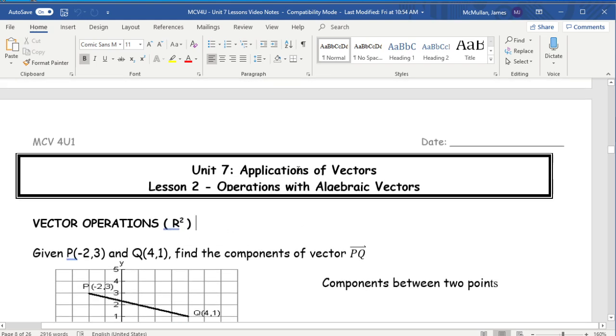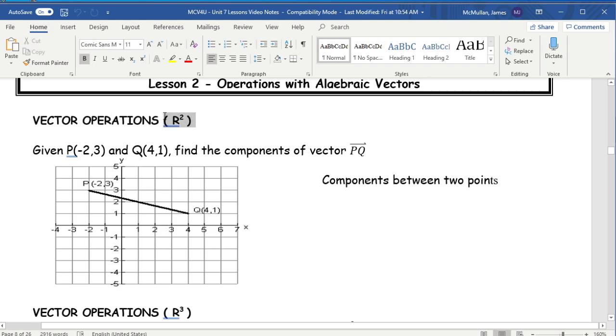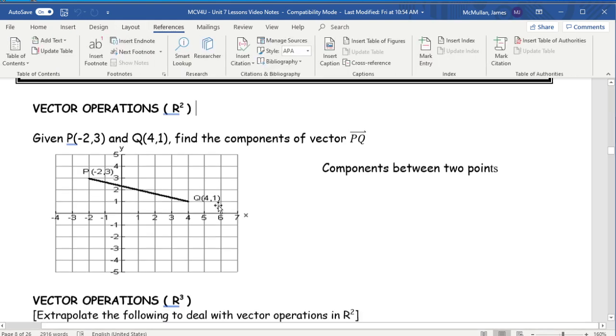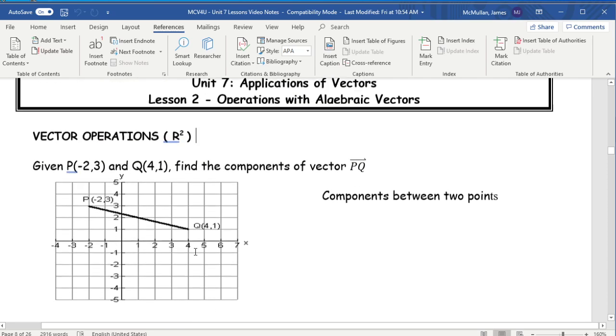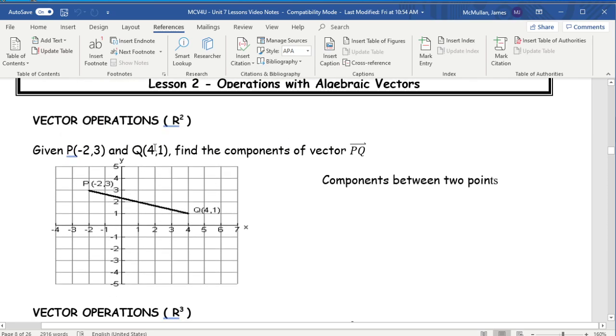So let's start. You're going to see a lot of questions that have a little R2 beside them, indicating that we are in 2 space or 2 dimensions, versus operations in R3 where we are in 3 space. Now it says, given P and Q, find the coordinates of vector PQ. Remember, what is vector PQ? What does that vector mean? It means if I were at P, how would I get to Q? It doesn't mean I'm at either of those places. It's just the instructions for how to get from P to Q.